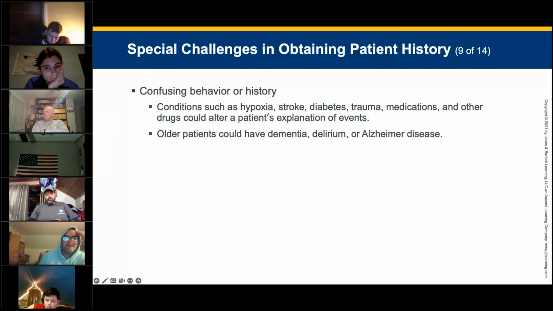Confusing behavior or history. So we talked about this a little bit earlier. Conditions like hypoxia, stroke, diabetes, trauma, medications, and drugs can alter their explanation of the events. Older patients might have dementia, delirium, or Alzheimer's. Sometimes the history they're giving you just doesn't make sense. You've got to do your best to weed through that and figure out exactly what's going on.